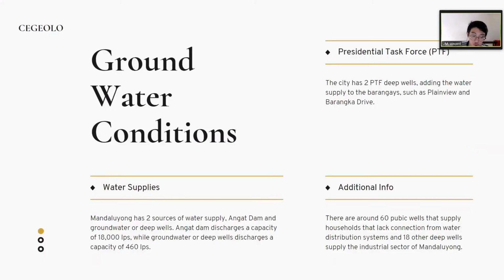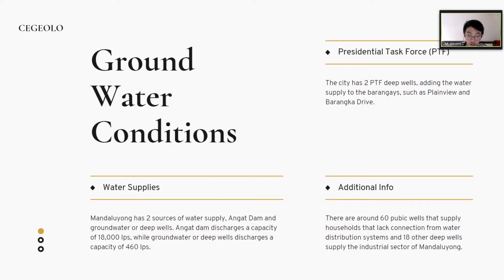So moving on to the groundwater conditions. The city of Mandaluyong has two sources of water supply. One would be the Angat Dam, which discharges a capacity of 18,000 liters per second, and the other would be groundwater or deep wells that have a discharge capacity of 460 liters per second.